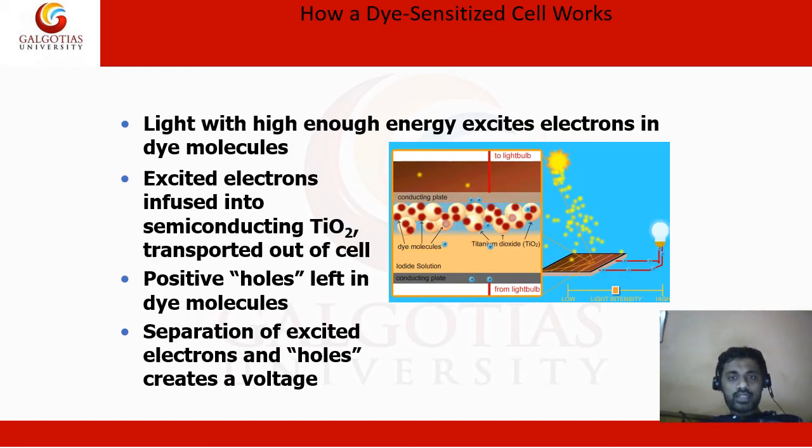So how does a dye sensitized solar cell work? Light with high enough energy will excite the electrons in the dye molecules, and the excited electrons will then be injected into the semiconducting titanium oxide and transported out of the cell. The positive holes will be left in the dye molecules, and the separation of excited electrons and holes will create a voltage that is known as a photovoltage. That's how a dye sensitized solar cell works, and that's how you get a voltage out of a solar cell.